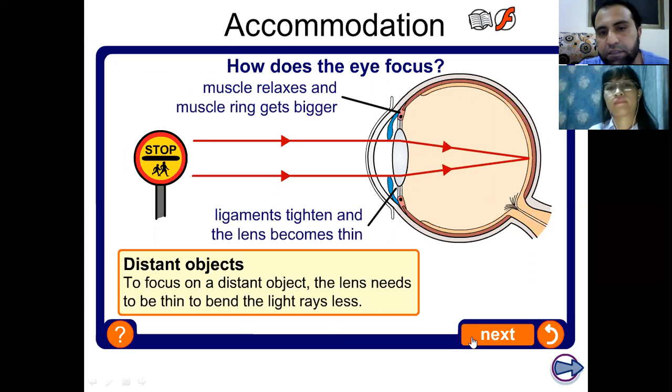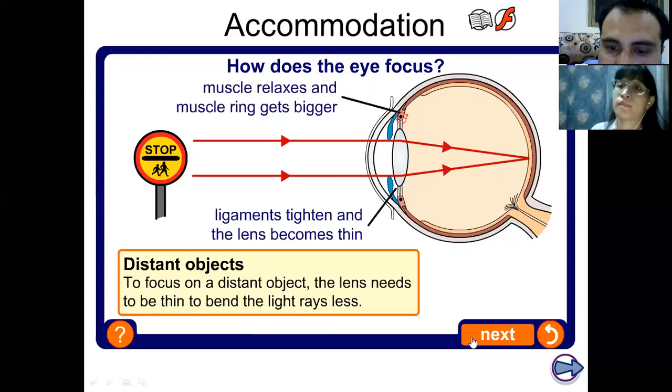Let's suppose this object is far away. So what is happening here? The object is far away. At that time, you can see the lens was thick before, but now that the object is far away, it becomes thin. The ligament becomes tightened and the ciliary muscle becomes relaxed. The white part, which is called the suspensory ligament, becomes tight, and because of that force, the lens becomes thin.